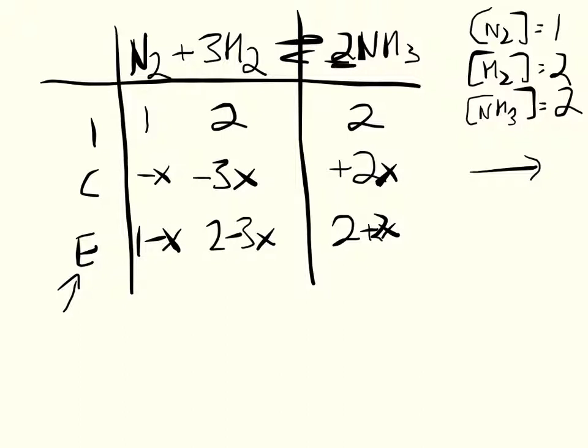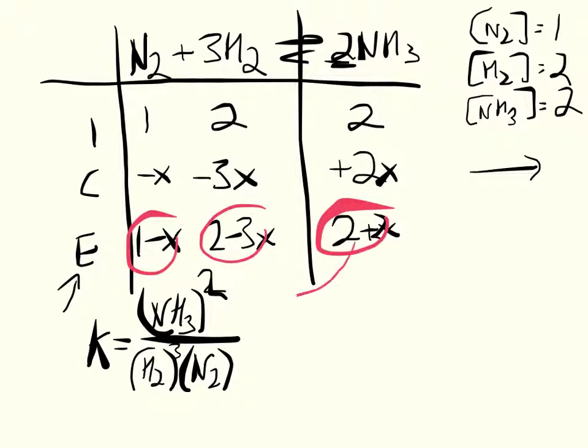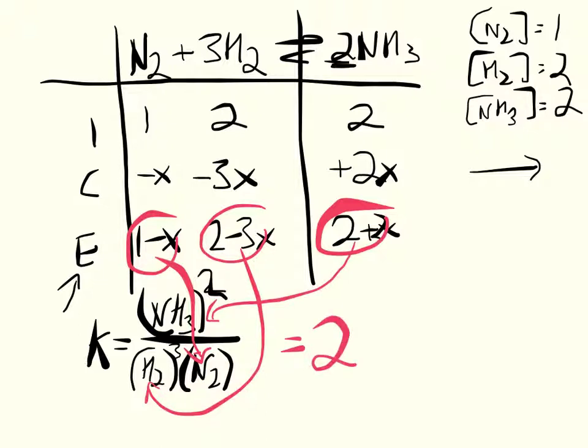Okay. Then we know the equilibrium expression is K is equal to NH3 squared over H2 cubed times N2. We would plug in all these values. Boom. Here, here, and here. And set this equal to K, which we said was 2 from the page before. Again, I just made up these numbers. And we could solve for x and then determine what the concentrations are. We'll get more practice with those in the next video, but I just wanted to refresh your memory on ICE tables really quickly, the setup.